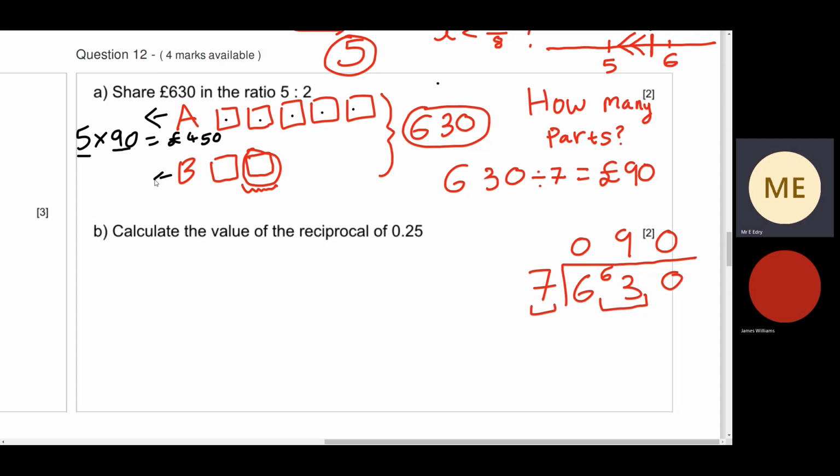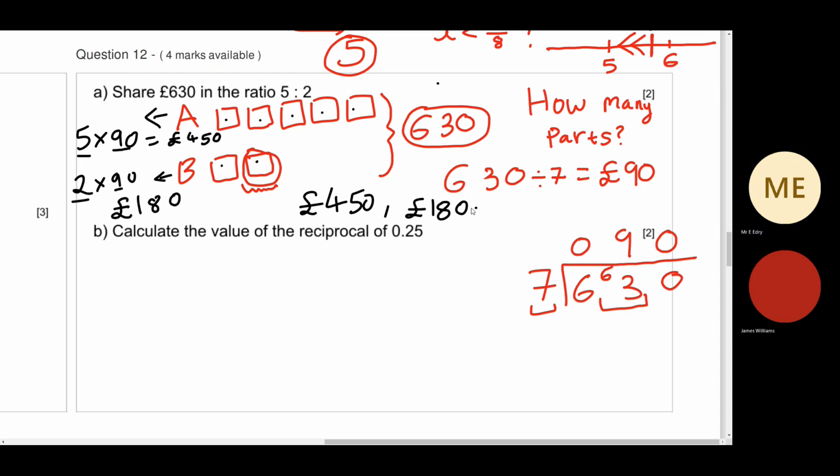And Bob has got 2 parts, so that's 2 times 90. So that's 2 times 9, which is 18, and then I put a 0 on, so I have 180. Okay, so that would be my answer. My answer would basically be £450, comma, £180. Okay?